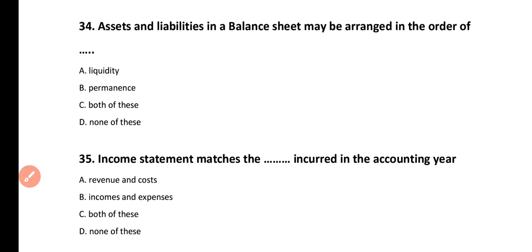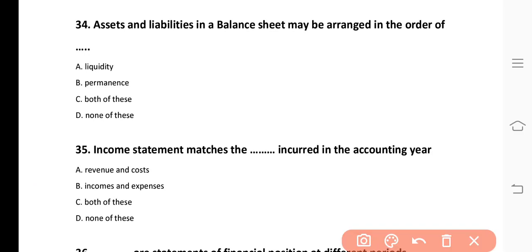MCQ number 34. Assets and liabilities in a balance sheet may be arranged in order of: liquidity, performance, both of these, none of these. So the correct option is option C, both of these. Assets and liabilities in a balance sheet may be arranged in order of liquidity or performance.